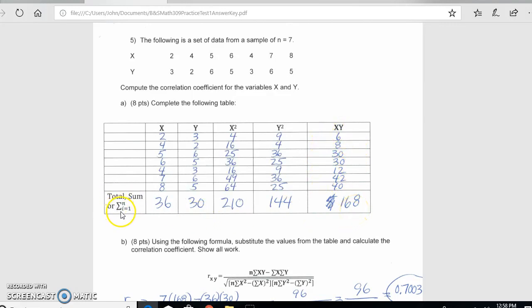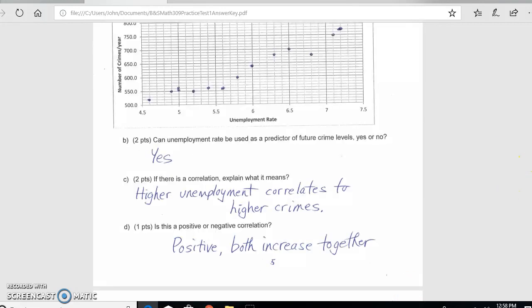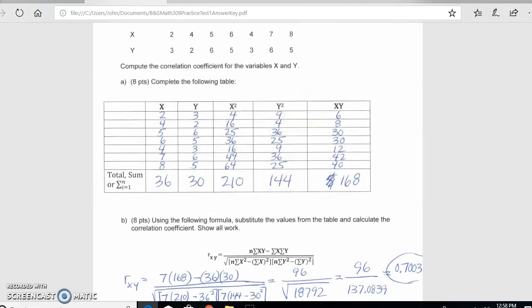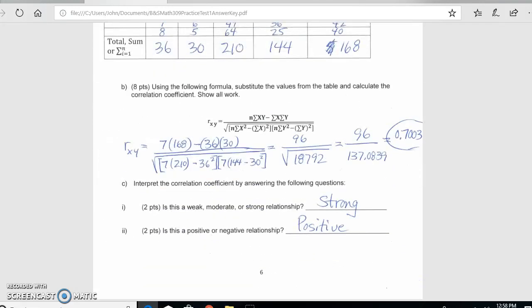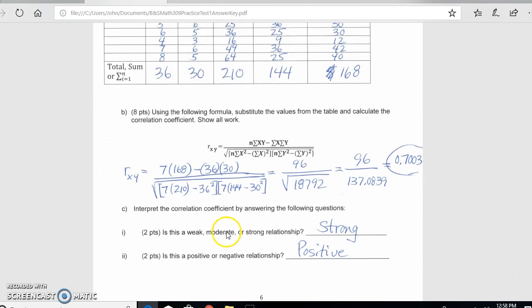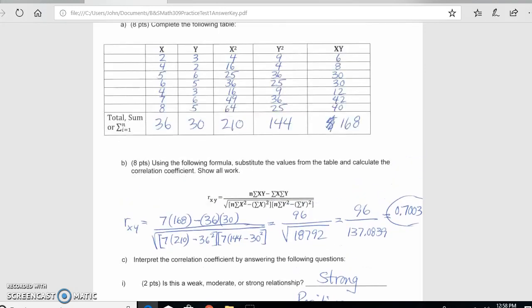And this little symbol over here, you've seen it in class. It's the capital sigma. It means the summation of all those values. So that's what these represent down here, the sums of all these values. And when we come to letter B, now we are going to calculate the correlation coefficient. Letter B says, using the following formula, substitute the values from the table and calculate the correlation coefficient and show all work.